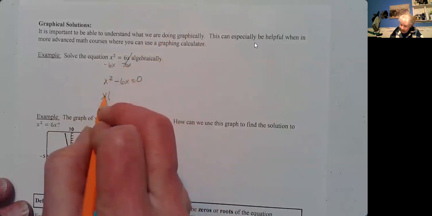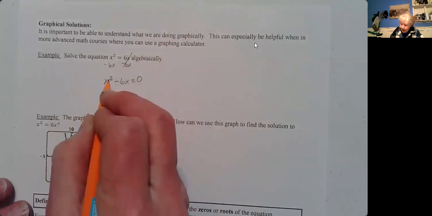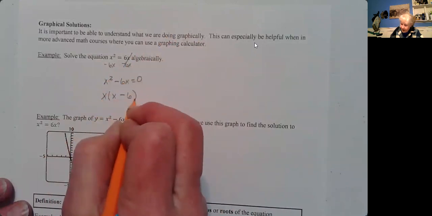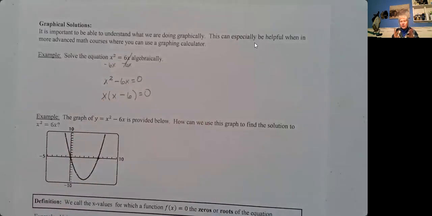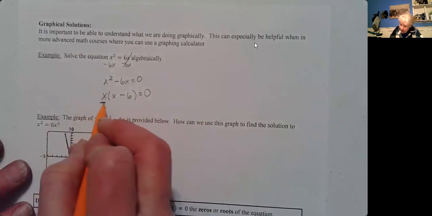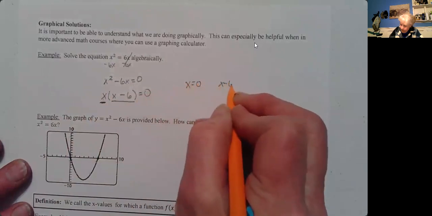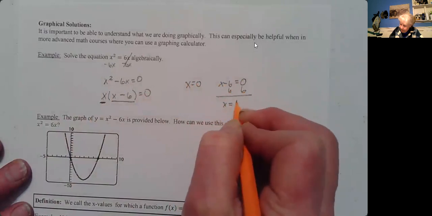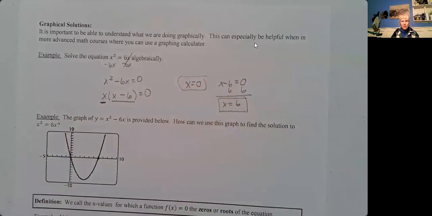Okay, this divided by this is x to the first. You subtract exponents. This times this is x squared. This divided by this, the x's cancel, and it's just minus 6. X times a minus 6 is just a minus 6x. Okay, so I have these two groups. This equals 0 or this equals 0. Add 6. So we get 0 and 6 as our solution.